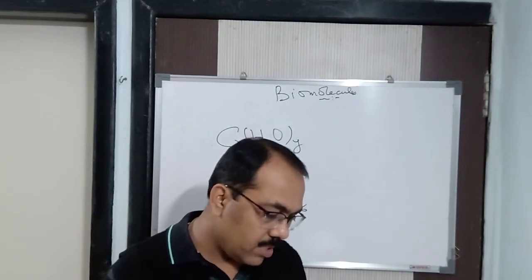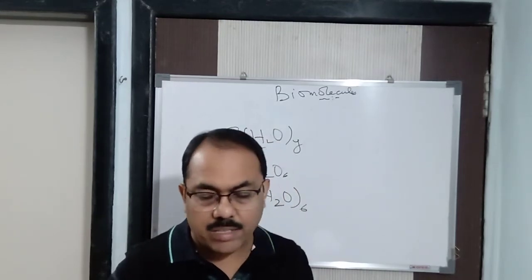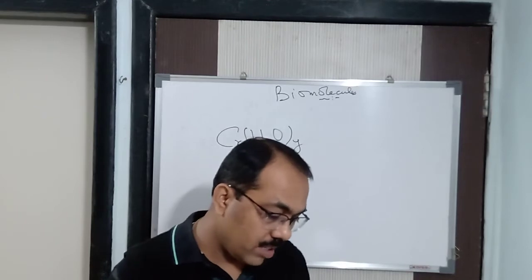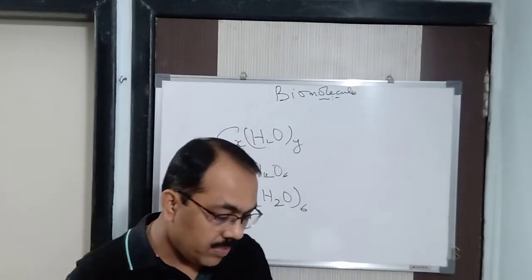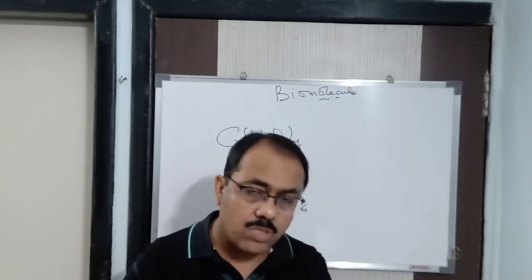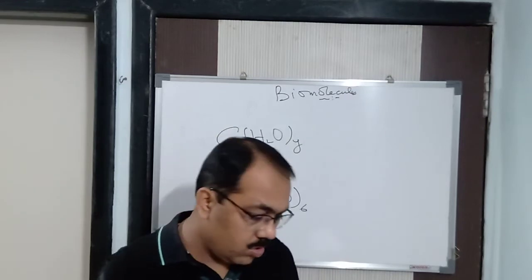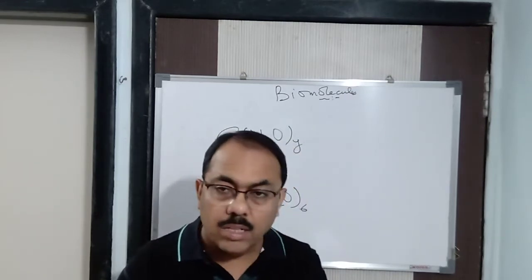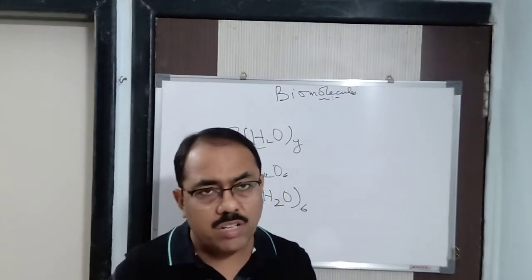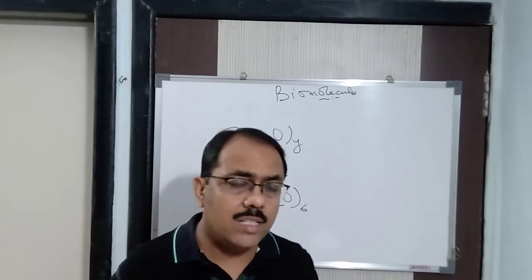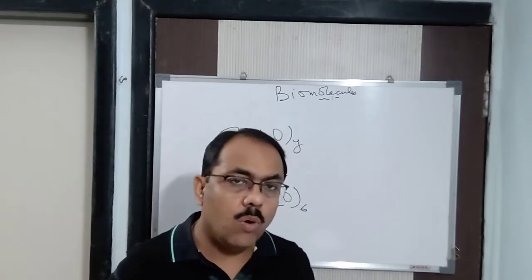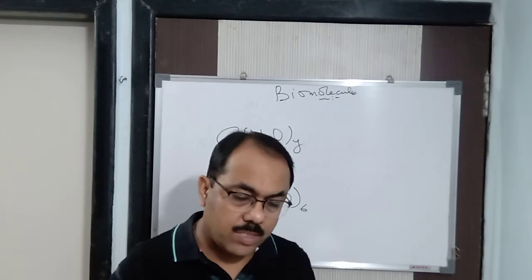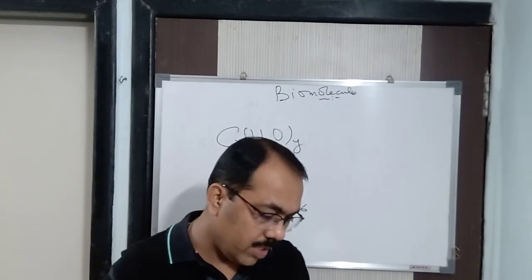Clear? That is disaccharide. Sorry, I am saying 2 units, so it is disaccharide. Examples of disaccharides are sucrose, maltose, and lactose. They come under disaccharides, whose molecular formula is C12H22O11.